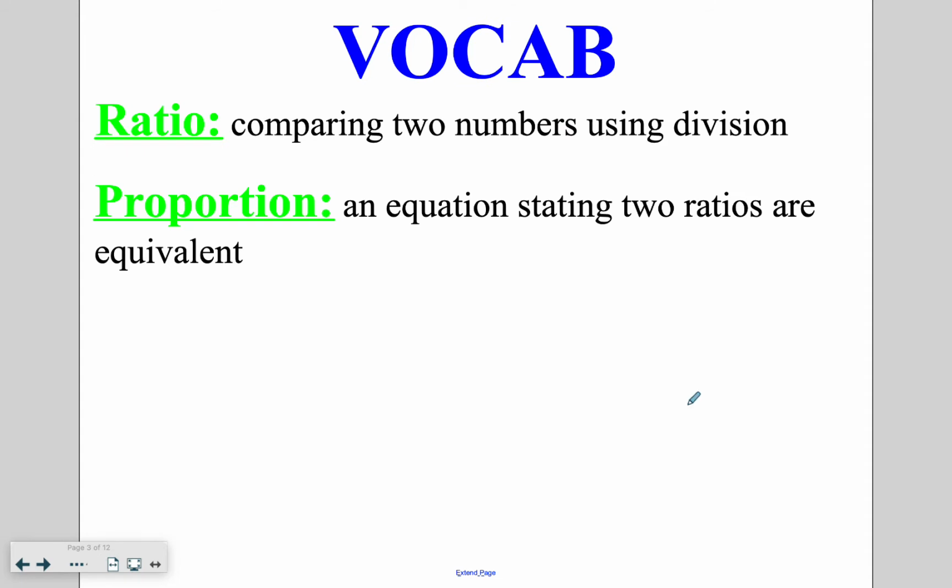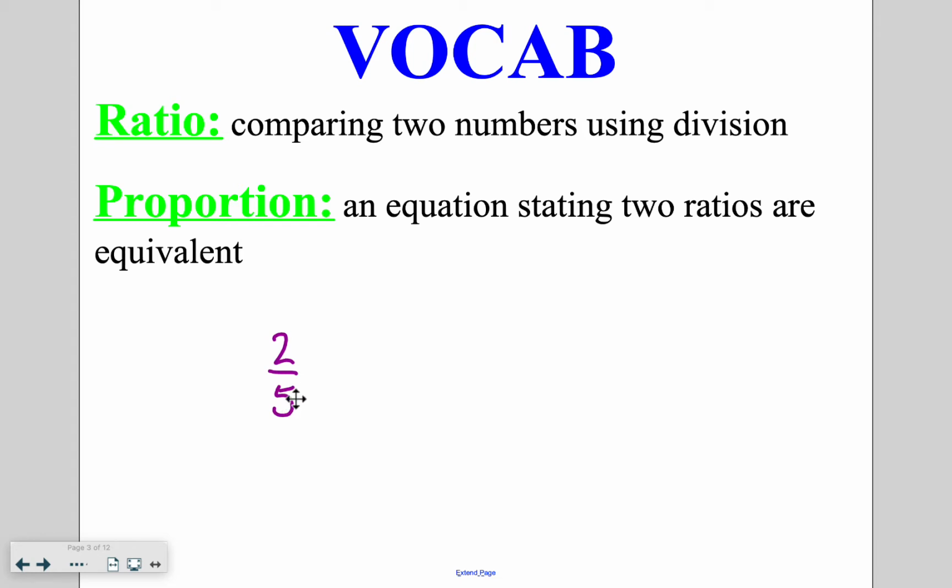Before we get started, a couple quick vocab terms. A ratio is a comparison of two numbers using division. The most common way you're going to see a ratio written is by using a fraction. So for example, 2/5 is a ratio saying 2 out of the 5 parts.